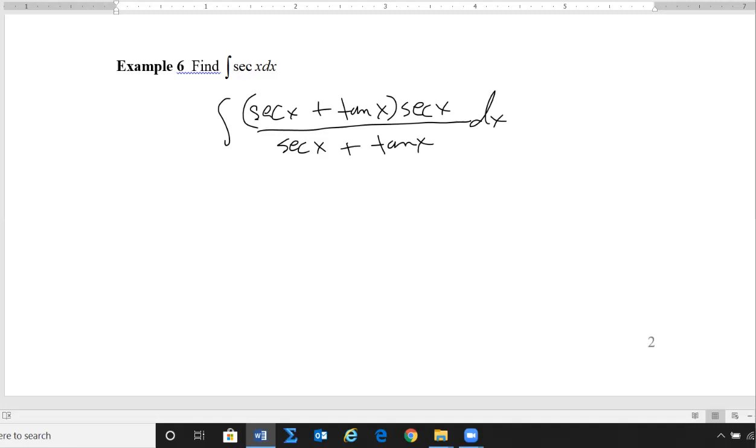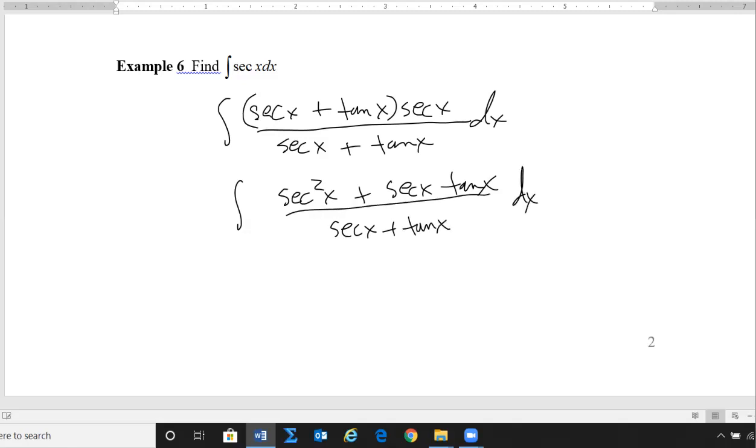So multiply the numerator and denominator by this quantity here, secant x plus tangent x. Then notice that the denominator is a secant squared x plus secant x tangent x. And the numerator, I'll just leave it the way it is. Sorry, the denominator. Leave it like that.